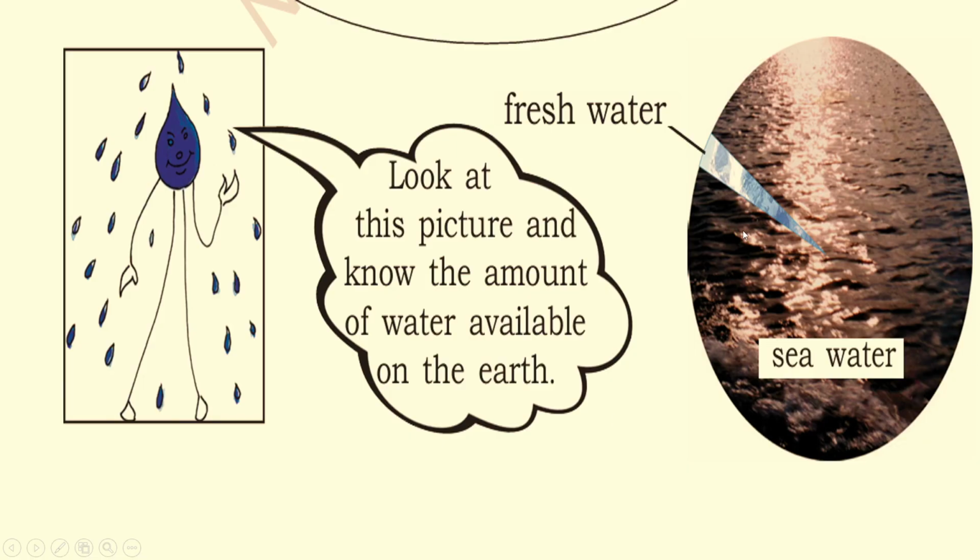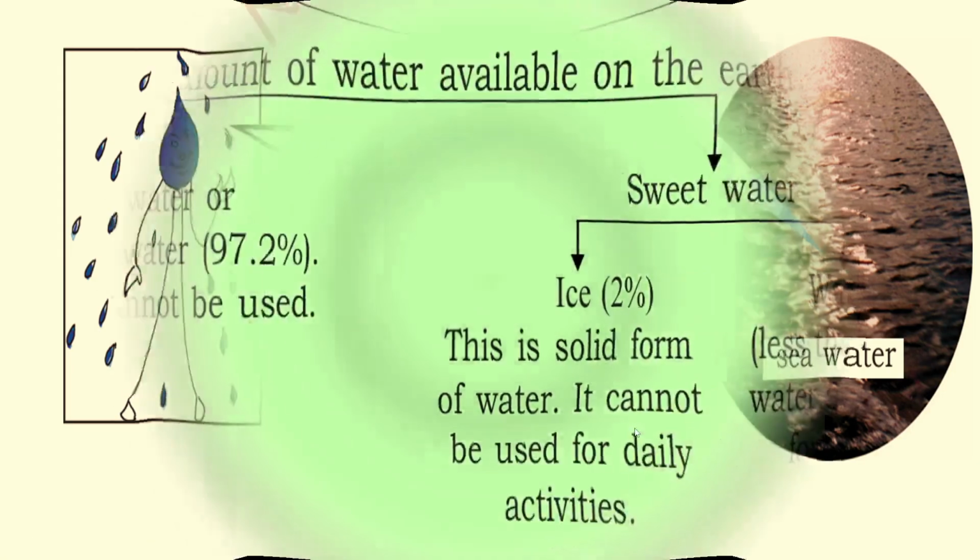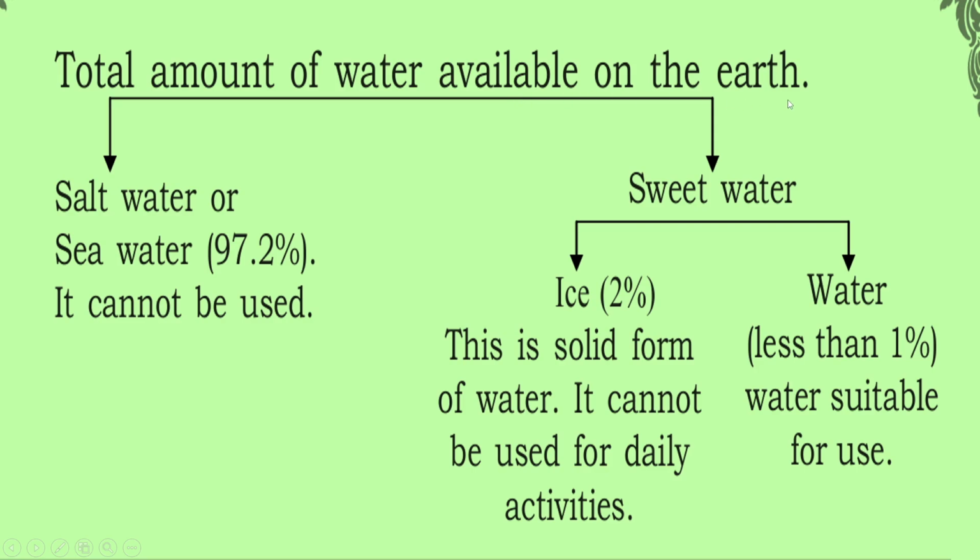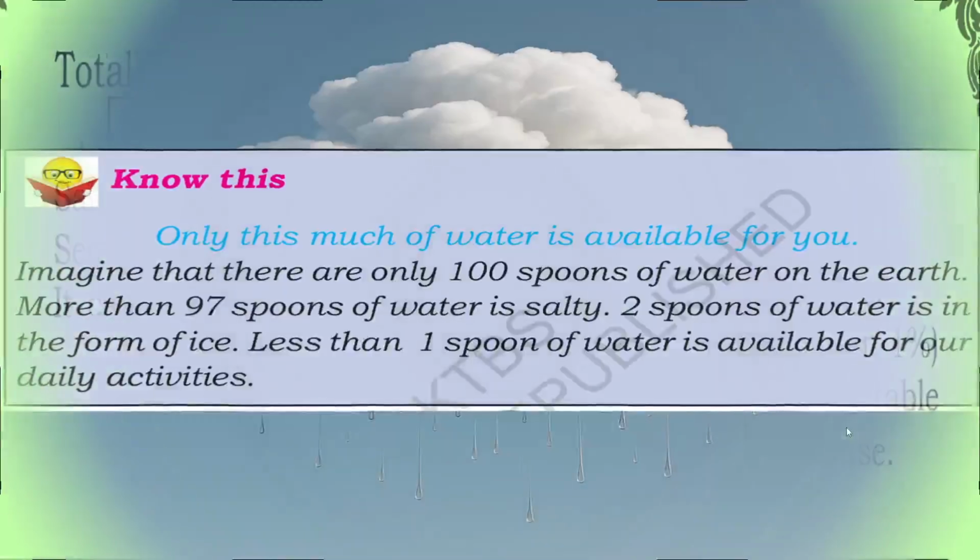Fresh water. Look at this picture and know the amount of the water available on the earth. This is sea water. How much fresh water is available? Only this much, a very small amount. Total amount of the water available on the earth: salt water and sweet water. Salt water, sea water, 97.2% is available. It cannot be used. Sweet water, in the form of ice, 2%. Only 1% of water is in a liquid or consumable form. This is a solid form of water. It cannot be used for daily activities. Water suitable for use is only 1%.